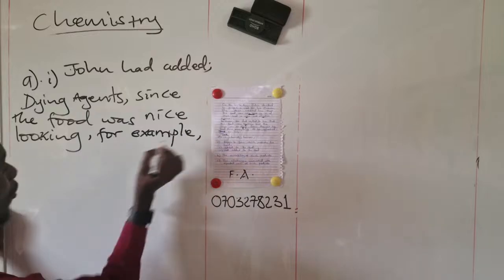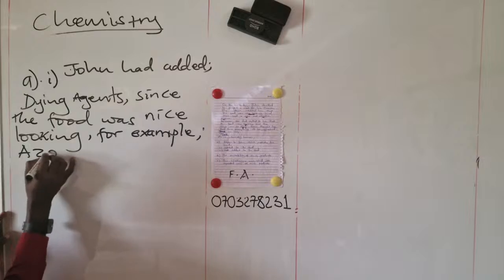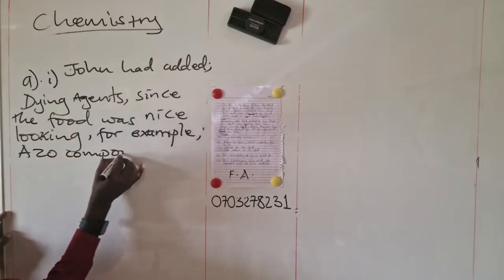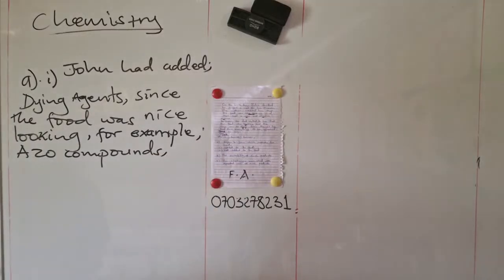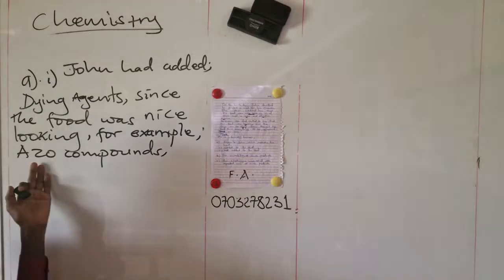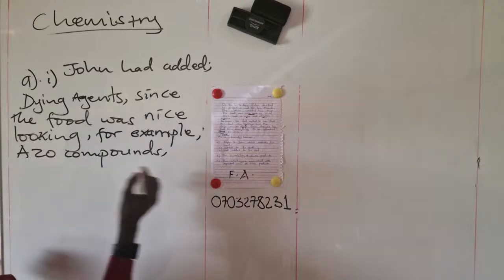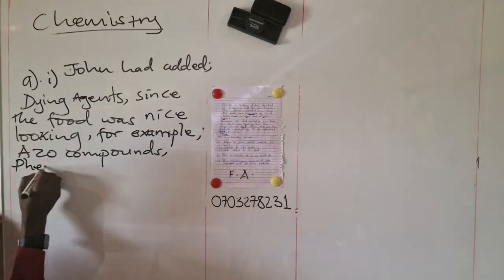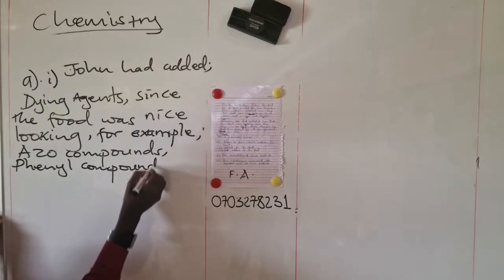For example, the azo compounds. Among the dyeing agents that are commonly known as food additives, we have what we call azo compounds and phenyl compounds. They are good food additives. They are good at improving the appearance of food. So you can go on and give the phenyl compounds.